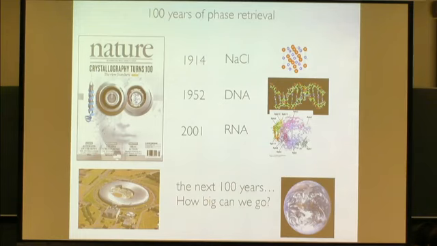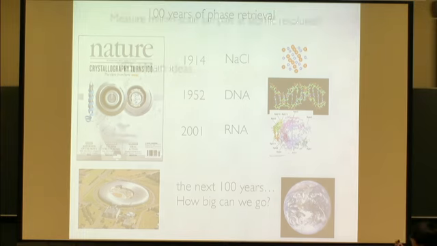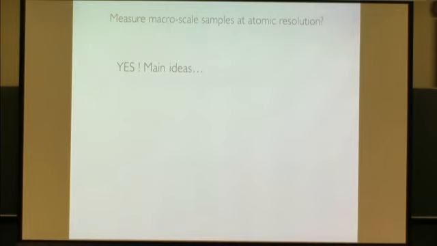We asked ourselves a question. It has been 100 years. What can we do in the next 100 years? We have a dream: is it possible that we get an atomic resolution image of a very huge object? For example, this is the Earth. Is it possible we get the whole image of the Earth with atomic resolution? It's a dream, but we ask, how to carry this out? So we want to measure macro-scale samples at atomic resolution. Okay, is it possible? The answer is yes.